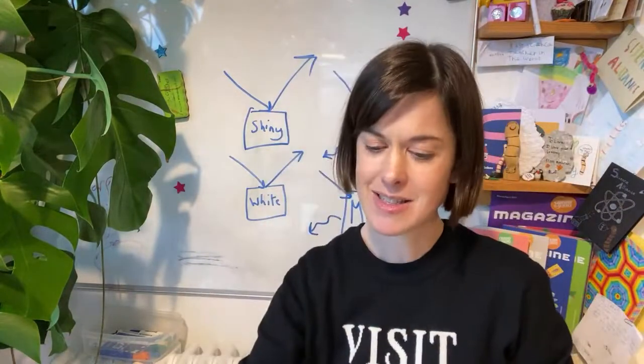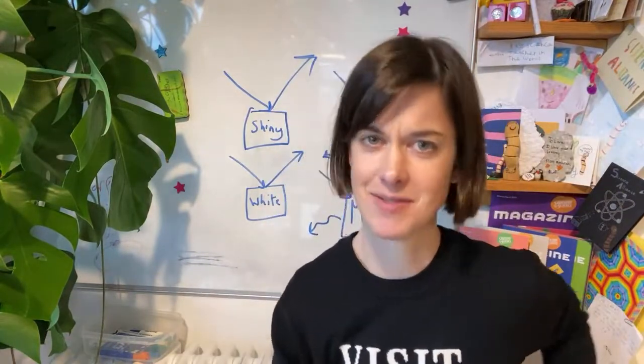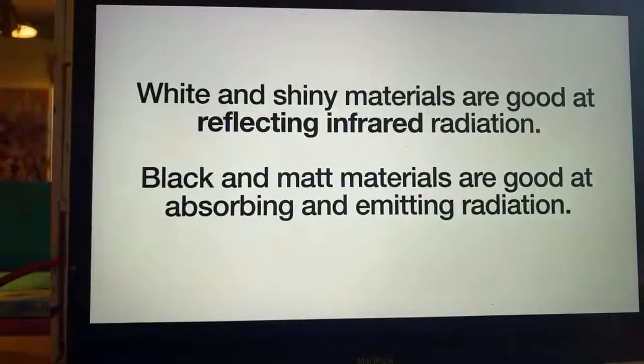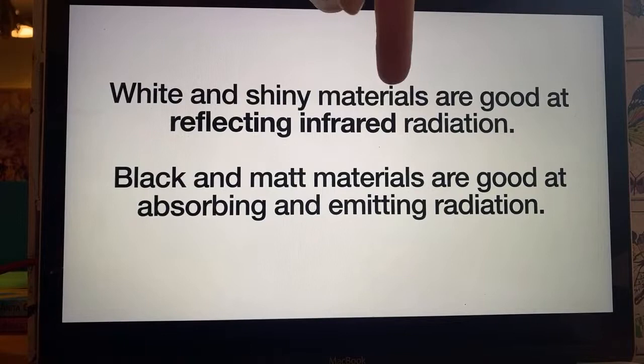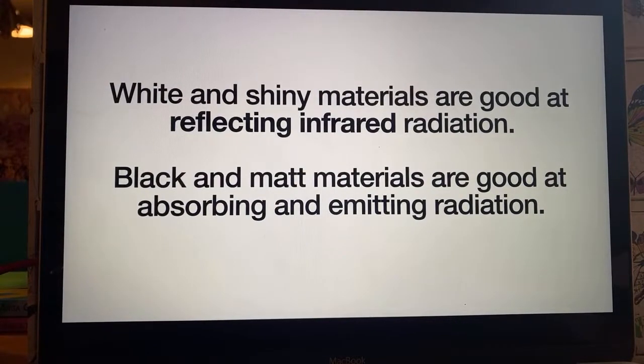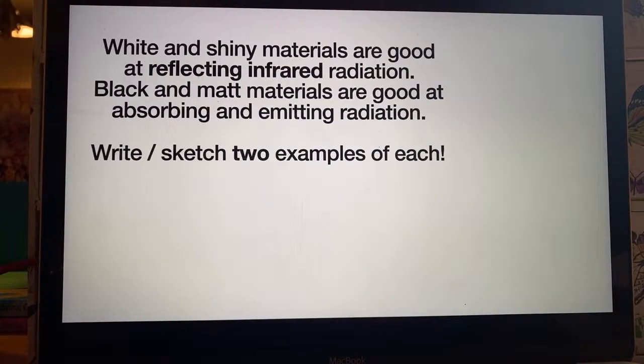Right, I'm just going to be really mean, because I couldn't even do this. Kind of had to Google it. But I want you to come up with some examples, please. So white and shiny materials are good at reflecting infrared radiation. Black and matte materials are good at absorbing and then emitting radiation. Can you give me some examples?